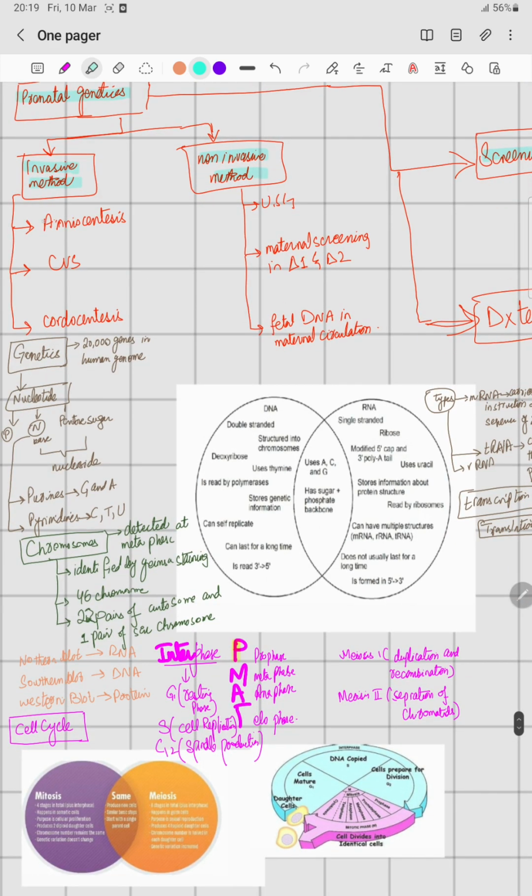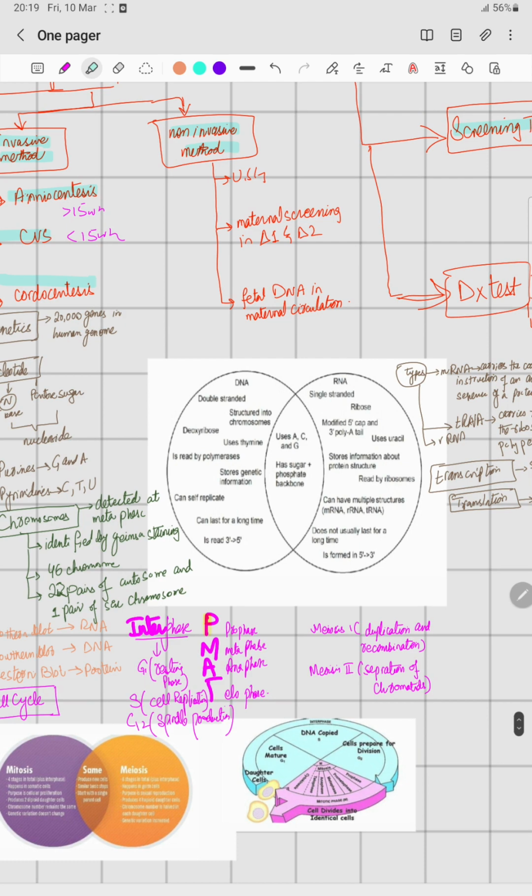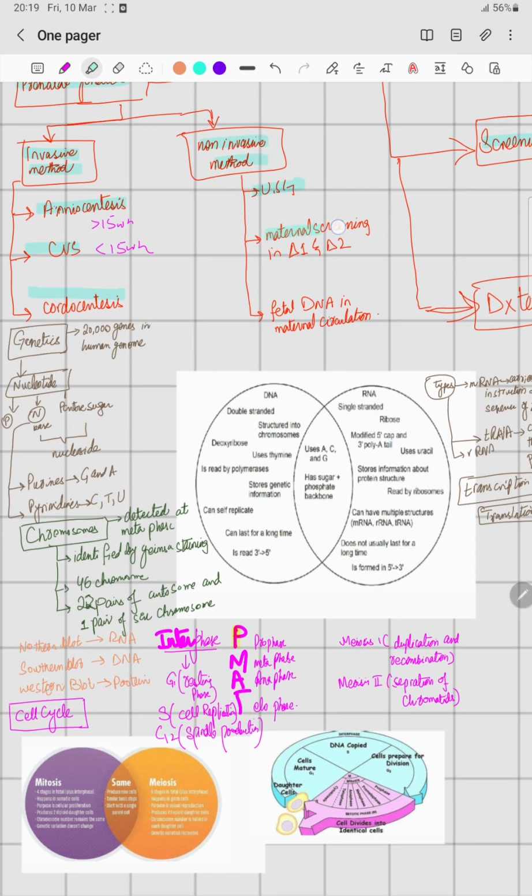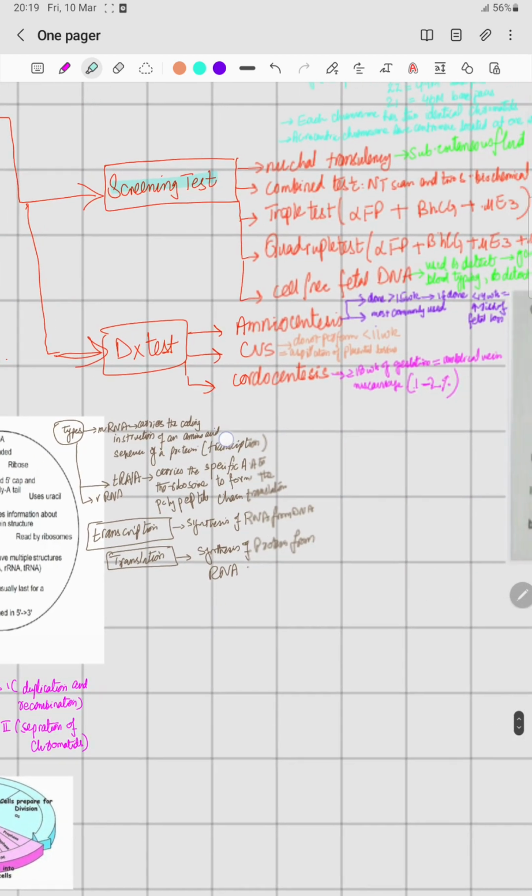Invasive methods are amniocentesis, which should be done after 15 weeks of gestation, CVS, which can be done before 15 weeks, and cordocentesis. Non-invasive methods include ultrasonography, maternal screening in the first and second trimester, and fetal DNA in the maternal circulation.